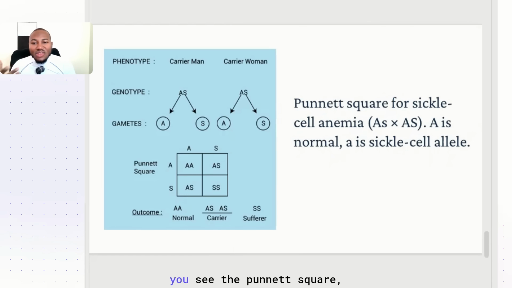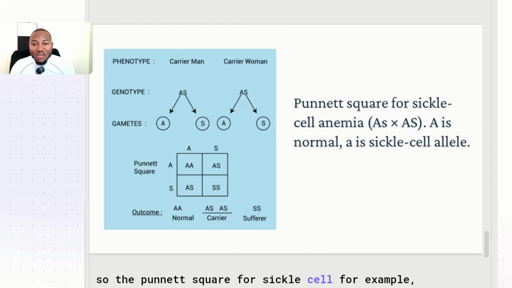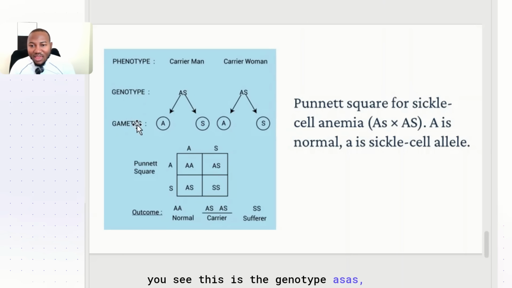So if you look at the board, you see the Punnett square. The Punnett square for sickle cell, for example. This is the genotype AS and AS. Their gametes, they're bringing out their gametes A, S, A, and S. This is the first AS. This is the second AS. A matches with A to give AA. A matches with this S to give AS. S with A gives AS. S matches with S to give SS. So meaning that the outcome, we have one normal, that's AA. We have two carriers, that's AS, and we have one sufferer, that's SS.